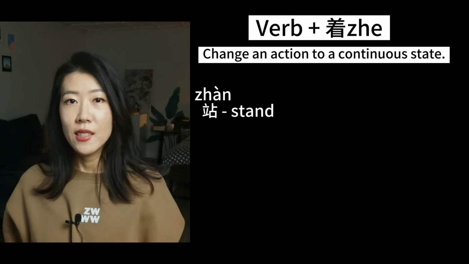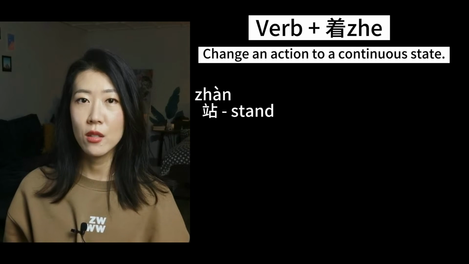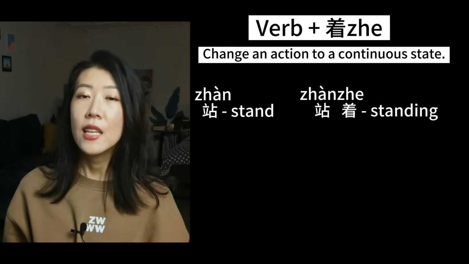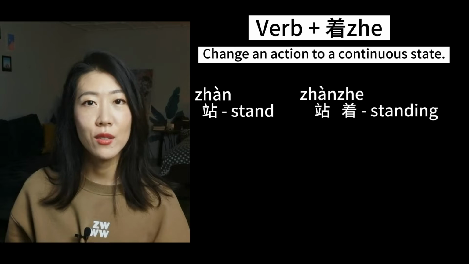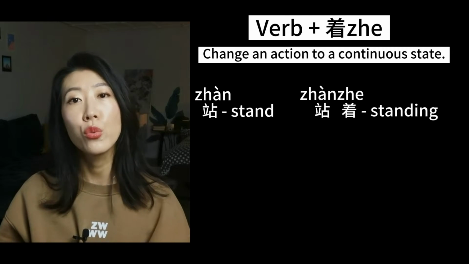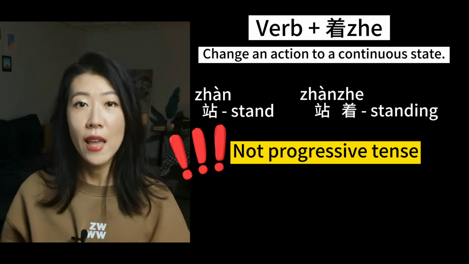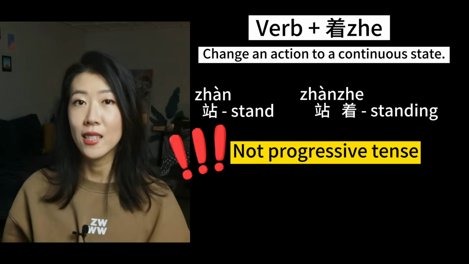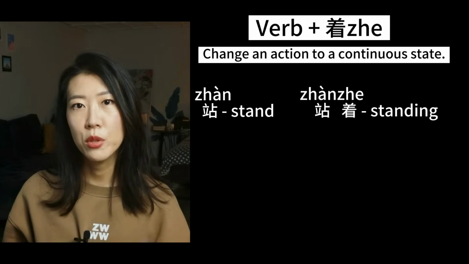站 means stand. It's just the one single action. 站着 means standing, standing. You have to know it's different with progressive tense. When we use 着 to change do something to doing something, it's not changed to progressive tense. It changes to a state. For examples, oh, I have to explain this job to you.